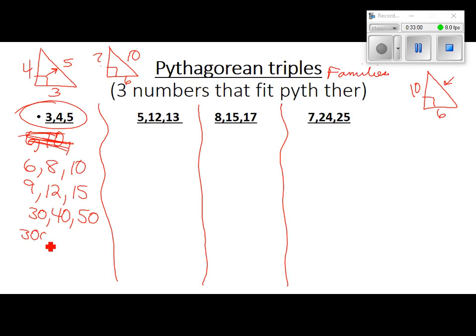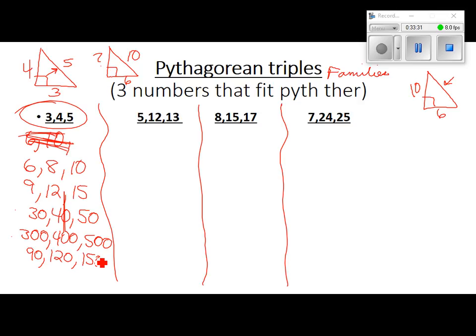300, 400, 500. These last couple are the ones you probably want to be able to recognize, because you really don't want to use Pythagorean's theorem and have to square 300 and square 400. Could you do 90, 120, 150? Would that work? Yeah. So all those fit into this family.